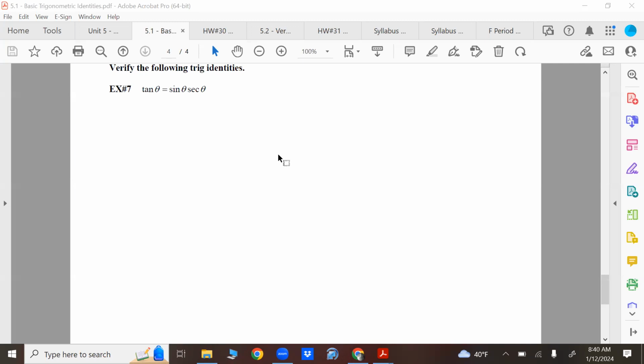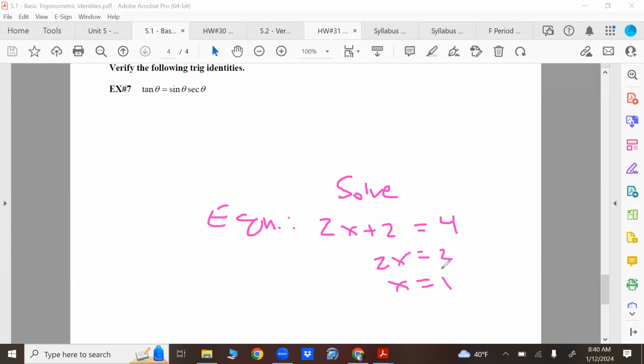So when you verify trig identities, now before I get too carried away with this, and you don't have to write this down, just relax for now. What if I have this here? 2x plus 2 equals 4. That's an equation, right? Why do I call that an equation? What makes it an equation? Equal sign, totally. And what do we do with equations? We solve them, right? And I know you guys can solve this, right? So x equals 1. Easy peasy, right?